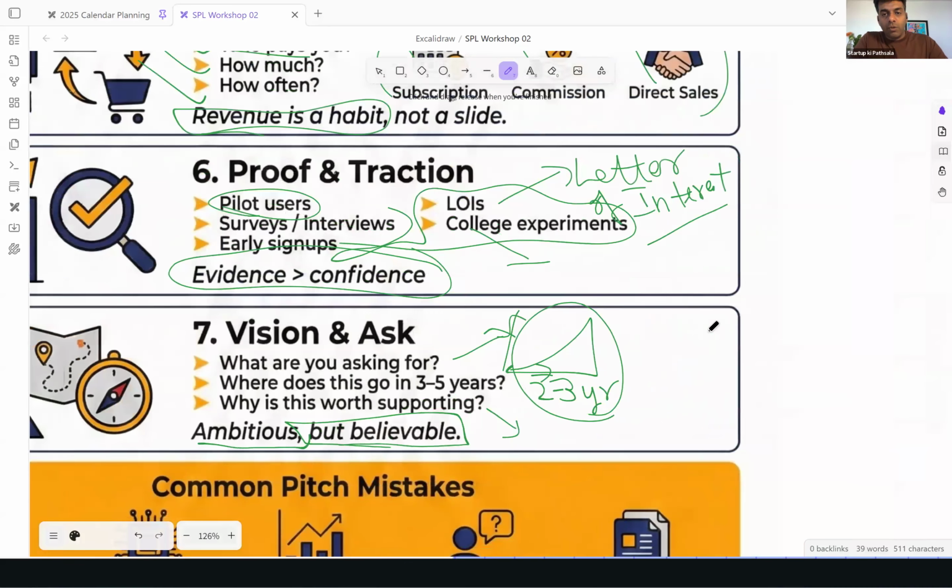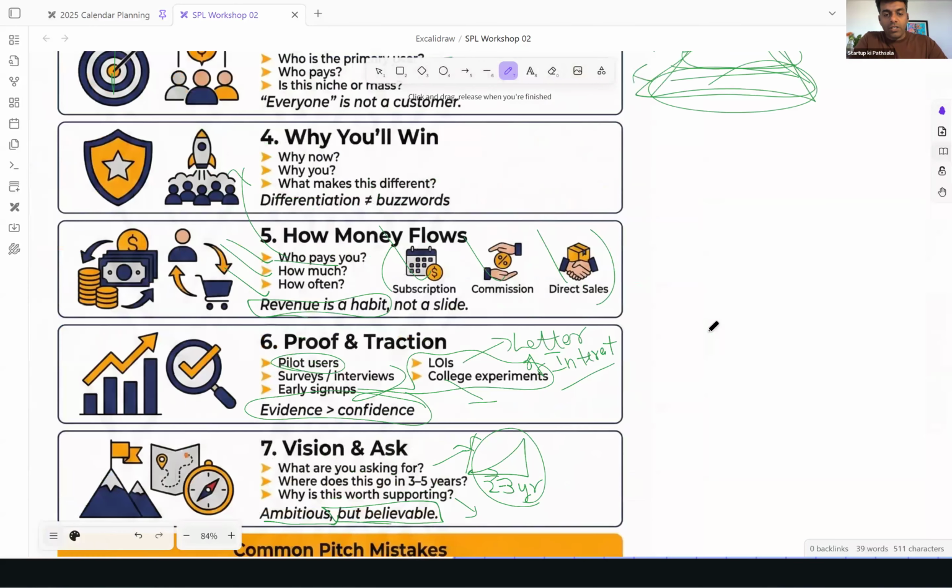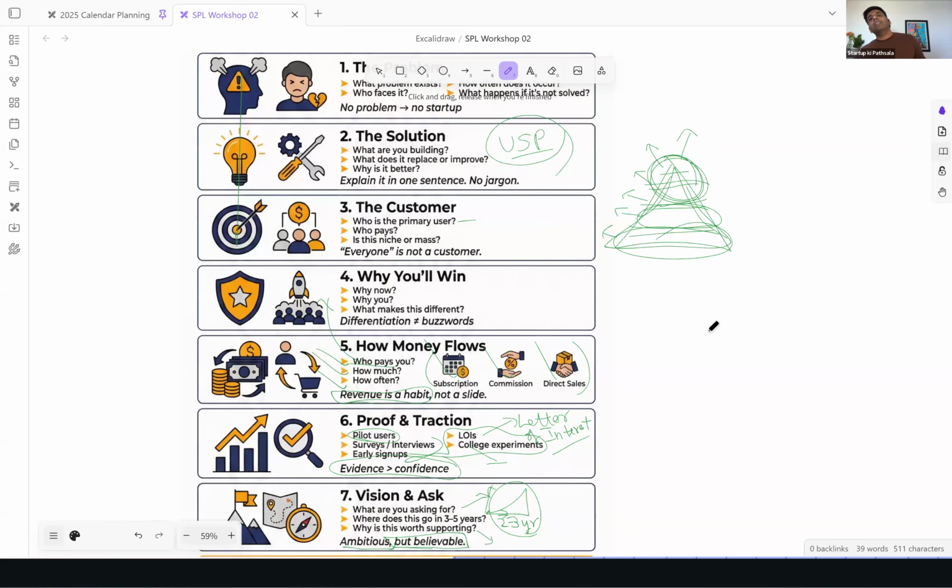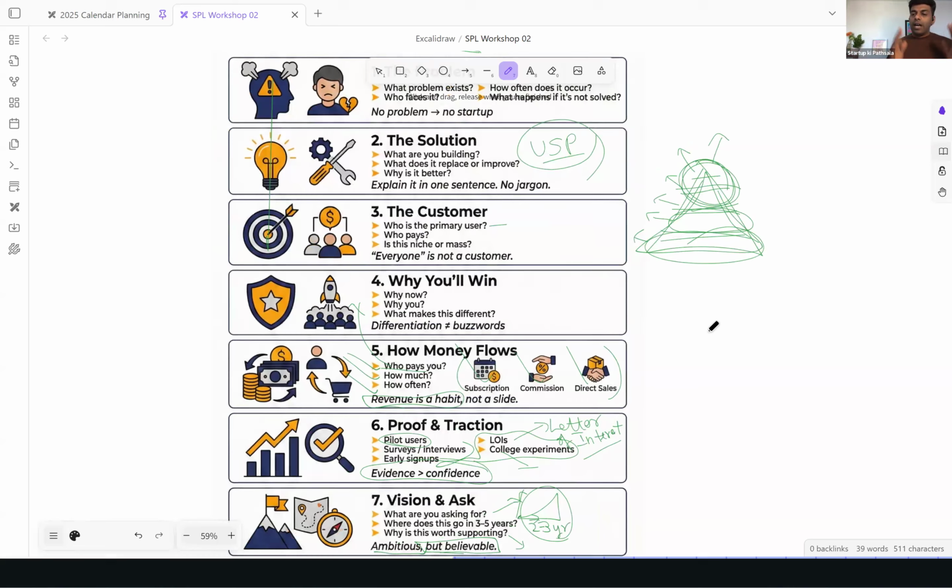So now I'll again zoom out for our larger conversations, right? So these are the seven segments that you will need to have in your presentation, right? You can use different words for it, but this is typically what you see in competitions. Investors will look at it. So this is where it comes from.